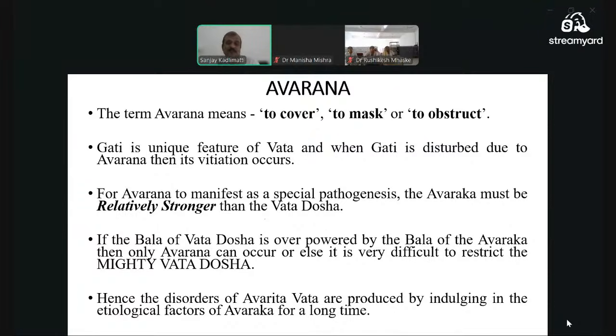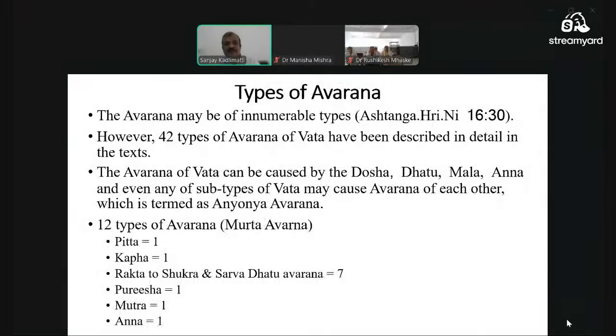Hence, the disorders of Avarita Vata are produced by indulging in the etiological factors of the Avaraka for a long time. For example, Pitta Avrita Vata. There will be no hetu for Vata Dushti here. I repeat, example Pitta Avrita Vata, no hetu for Vata Vikara. All the nidanas are the gradual intake of the Avaraka, that is Pitta, for a long time. If Pitta increases beyond Vayu, then it may cause Avarana.